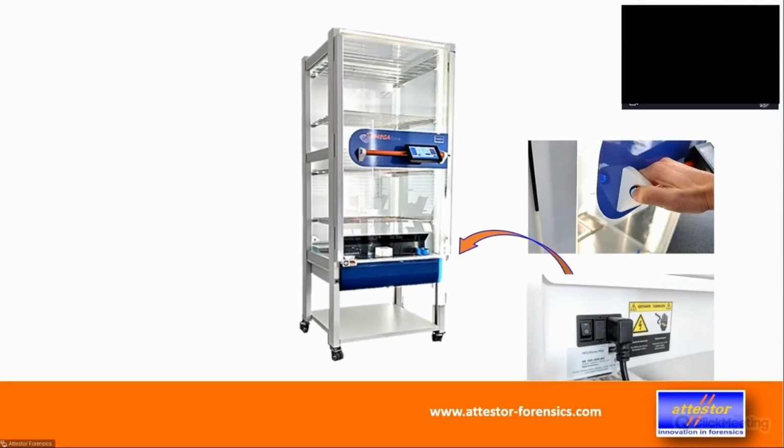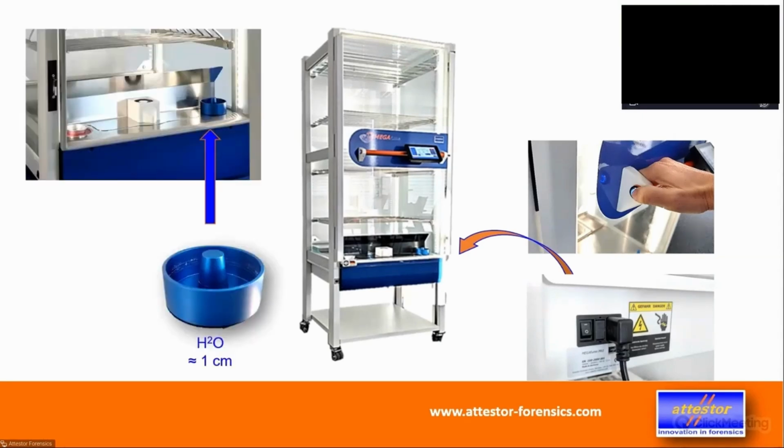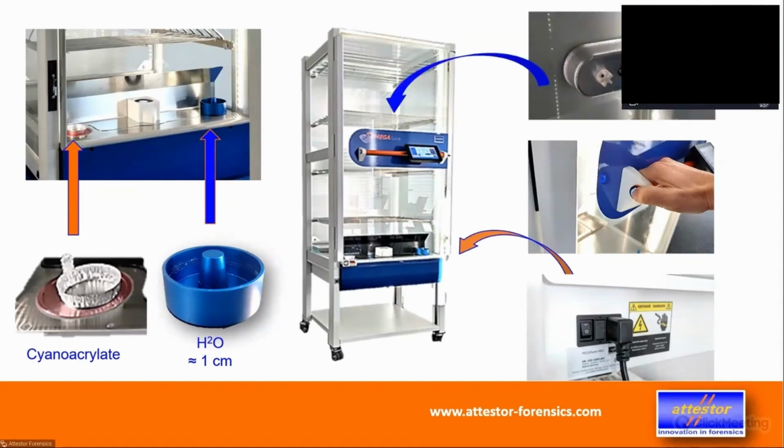You have an opening button on the handle that's illuminated as well, showing you the status. You prepare your system with the distilled water and with the cyanoacrylate glue dish. And in the back panel, you have this assembly where you see two knobs, a white one and a black one. The white one is actually the pre-calibrated, temperature compensated humidity sensor.